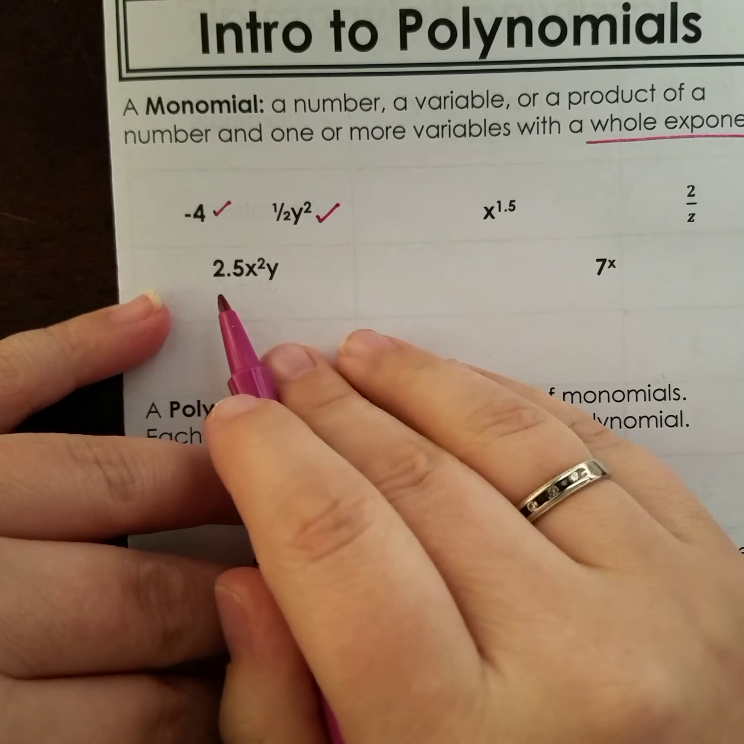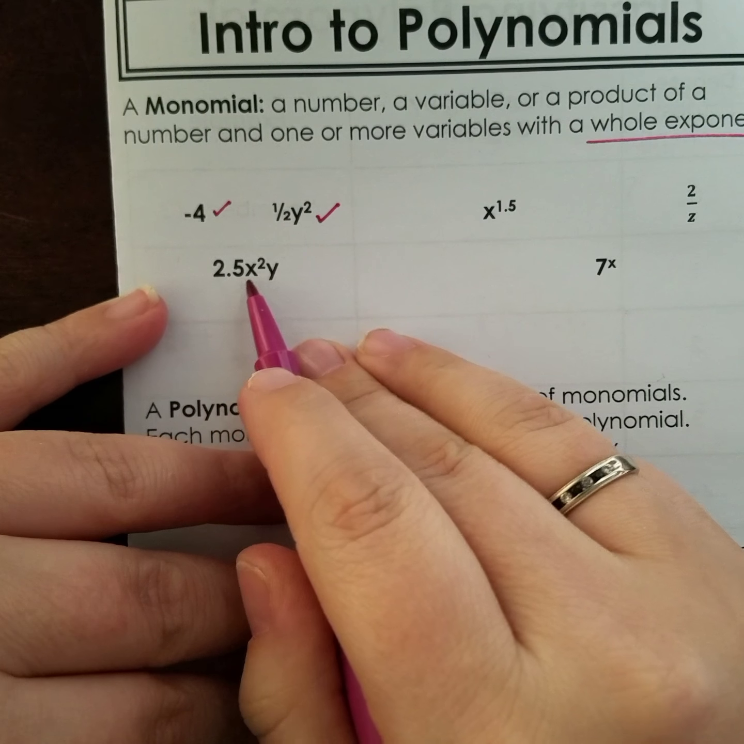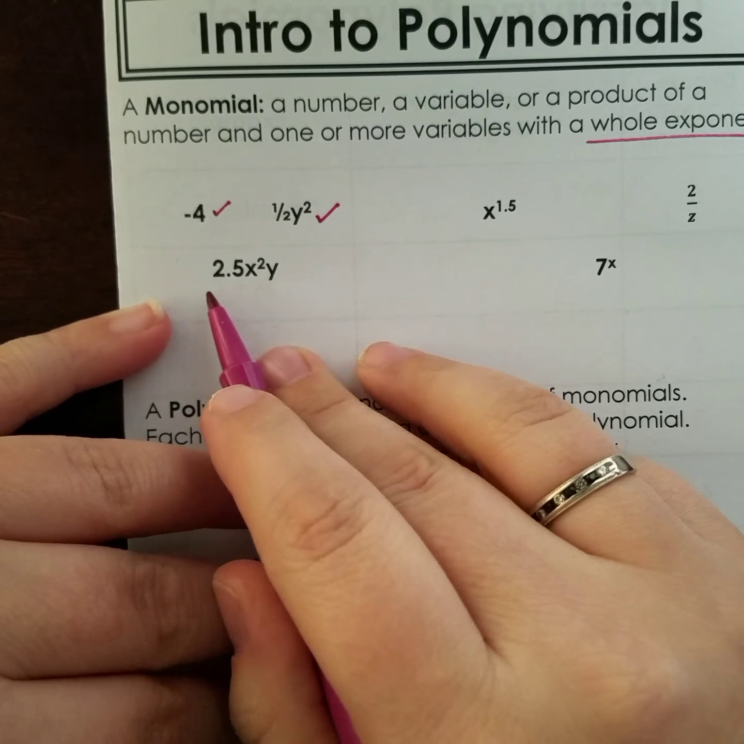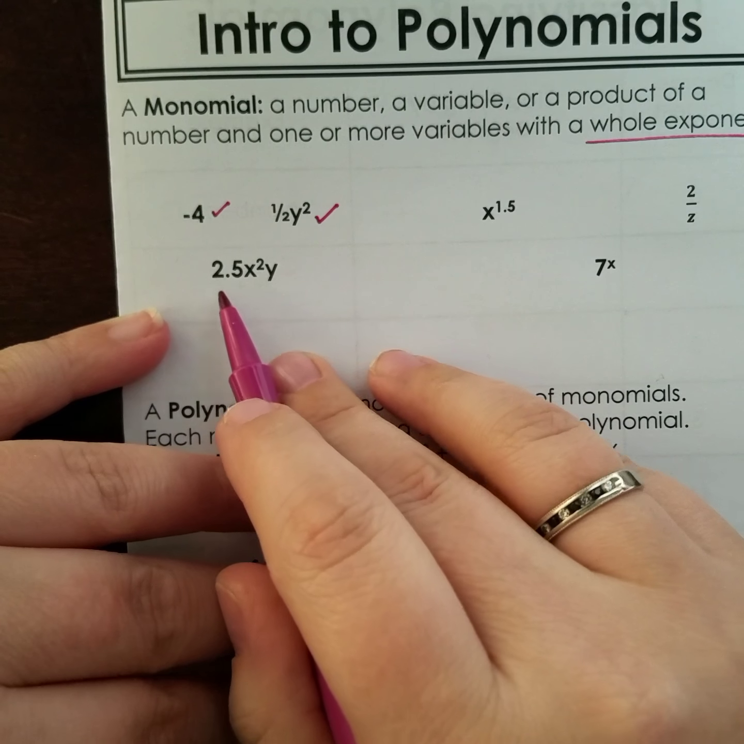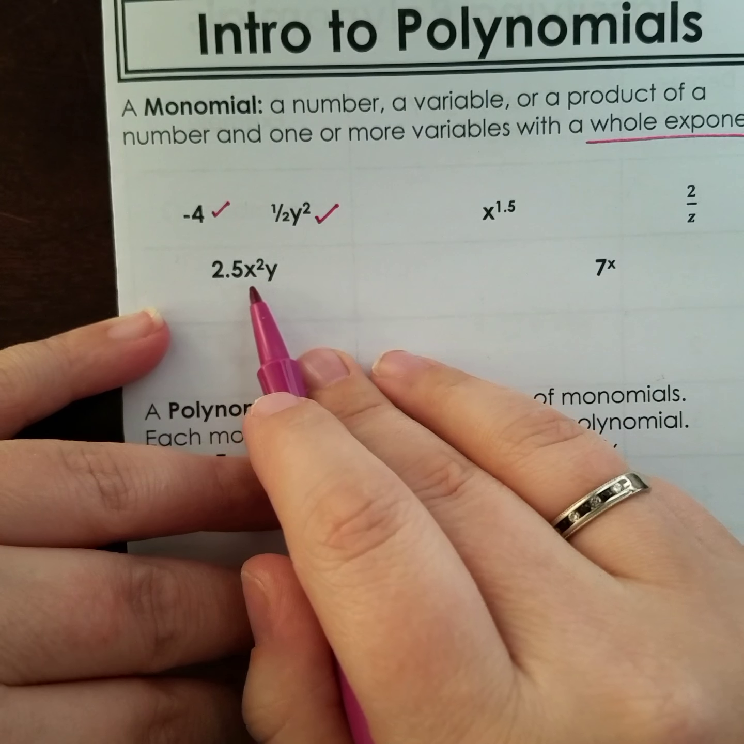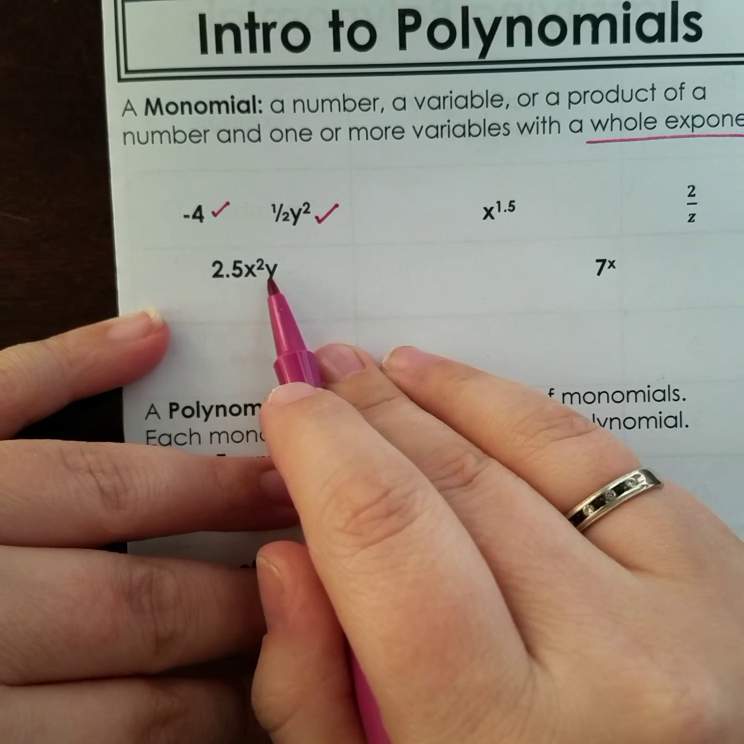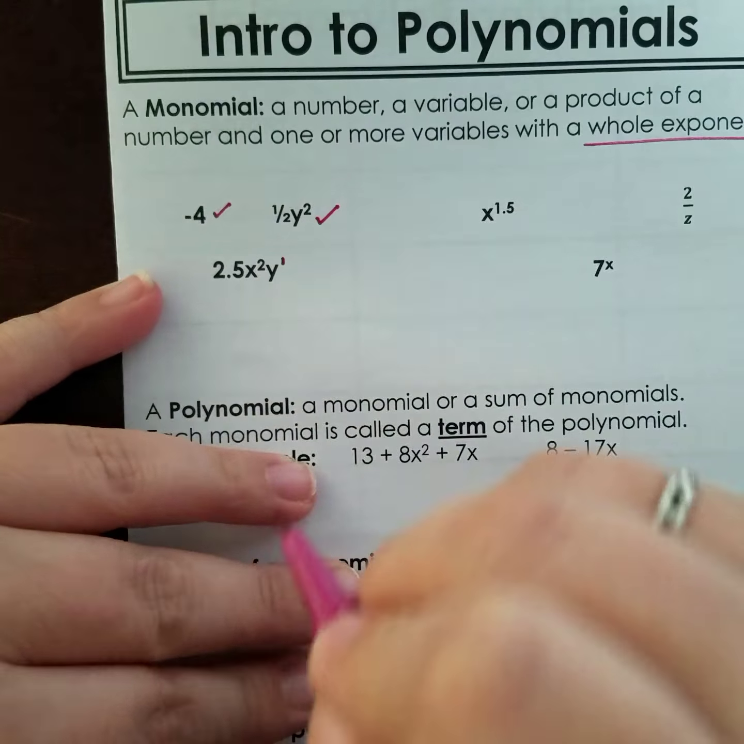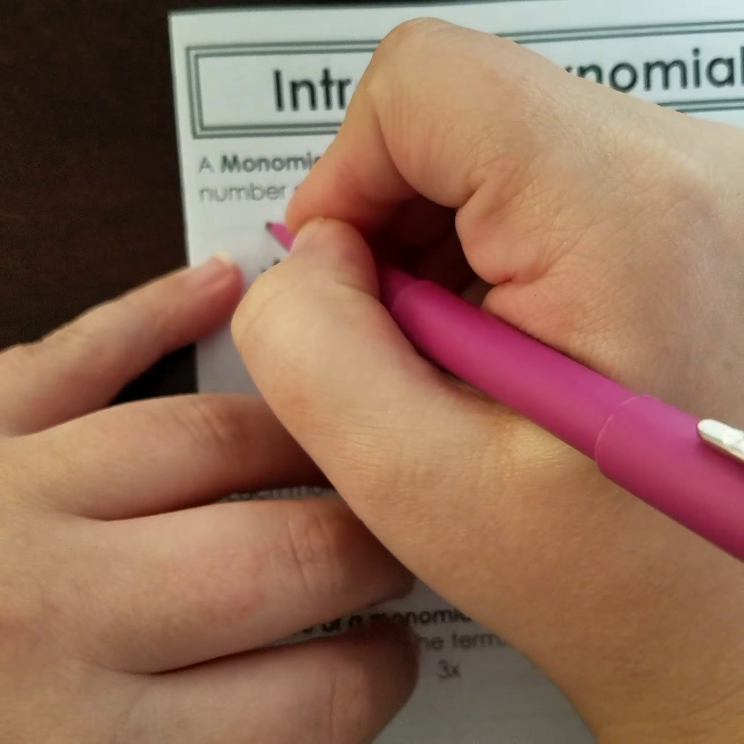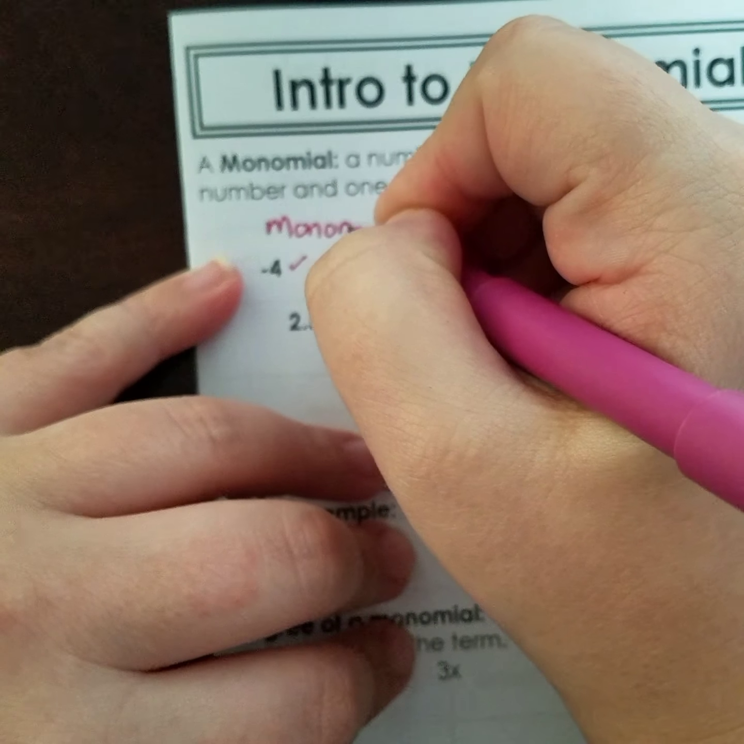Then we go down to 2.5 times x squared times y. Again, multiplication, and that's okay. And just a coefficient, whole number exponent, and this is a 1, so that's okay also. So these are examples of monomials.